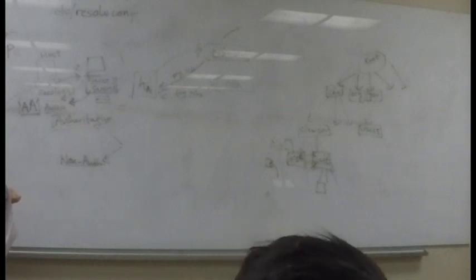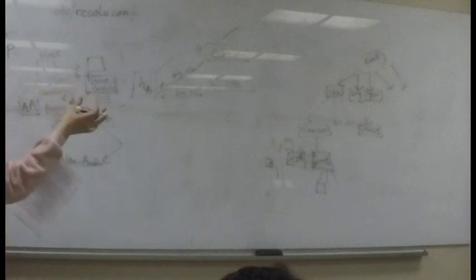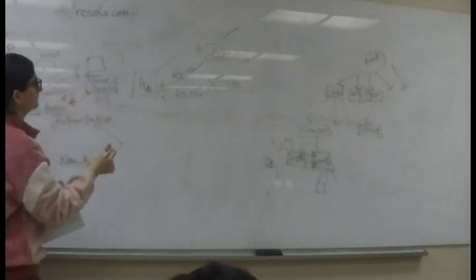Does this mean that the recursive and iterative means of finding the IP address only come into play when we're dealing with a non-authoritative DNS request? Right. Because if it's authoritative, you don't have to go to a second step at all.